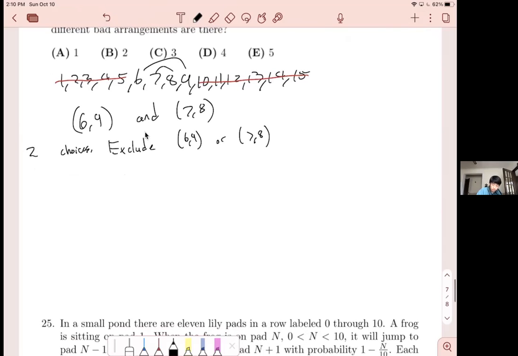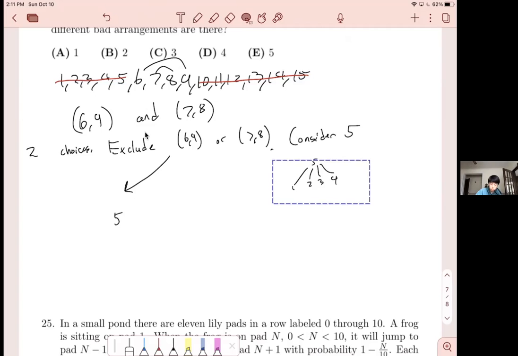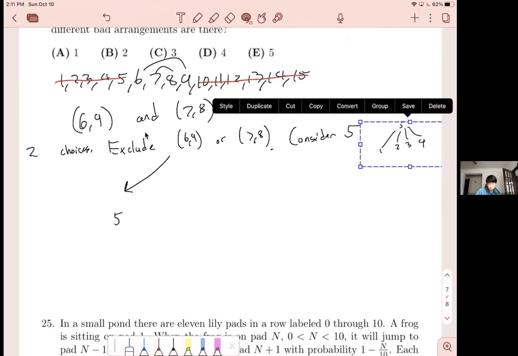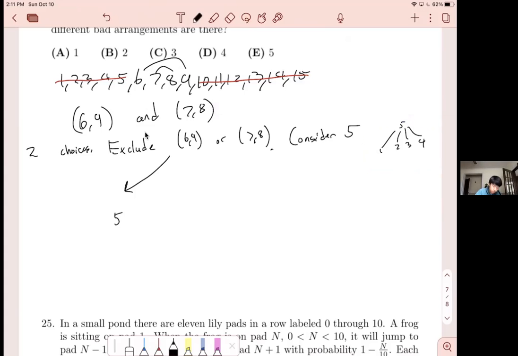Let's start with trying to exclude 6 and 9 from ever appearing. I'm going to consider 5, because you can make 6, 9, and 7, 8 very easily with 5. For example, if its neighbor is 1, it'll make 6. If it has 2 as a neighbor, it'll make 7. If it has 3 as a neighbor, it'll make 8. If it has 4 as a neighbor, it'll make 9. So 5 is a very strong place to start, because it's very hard to deal with.